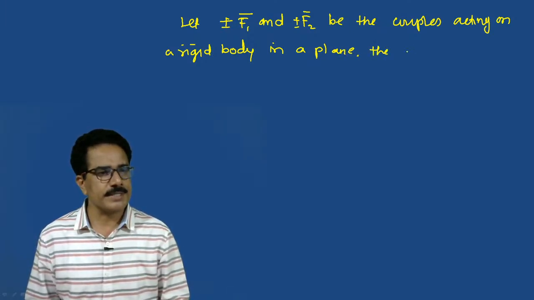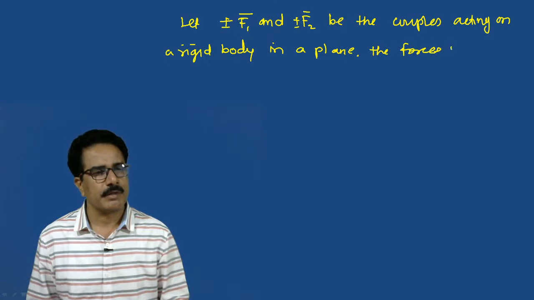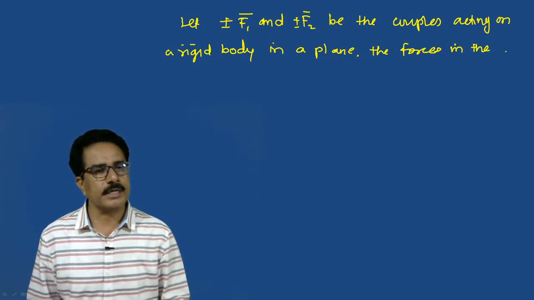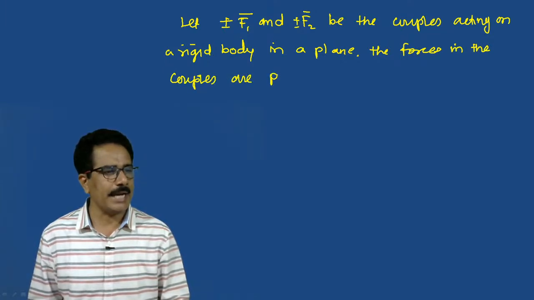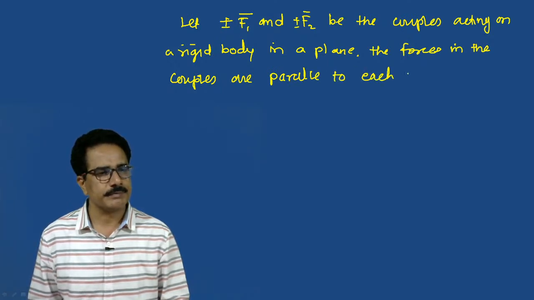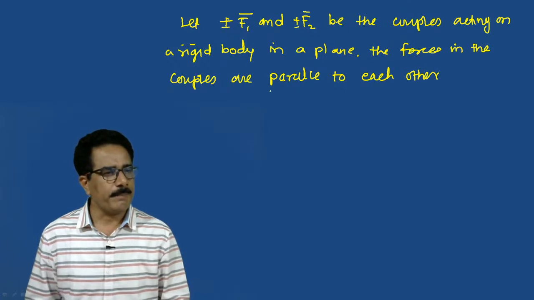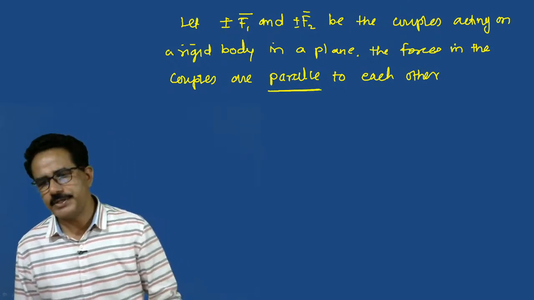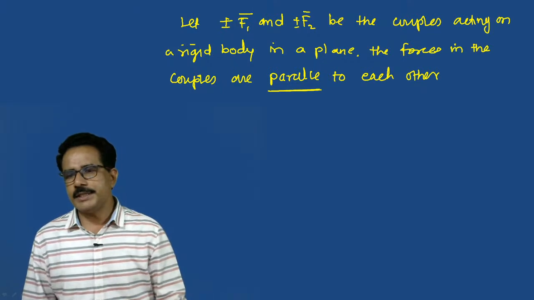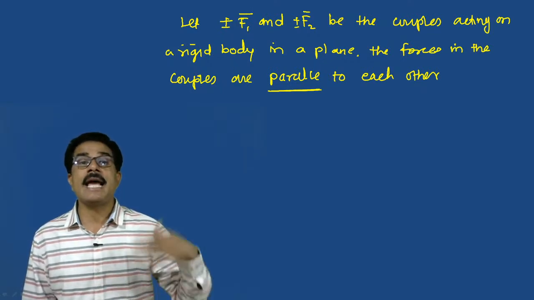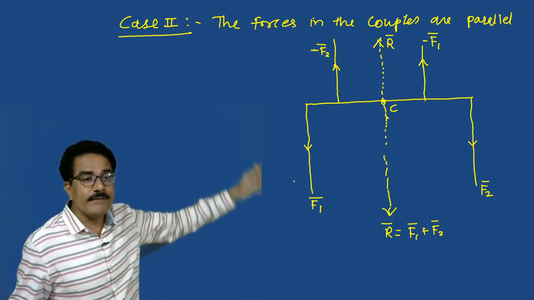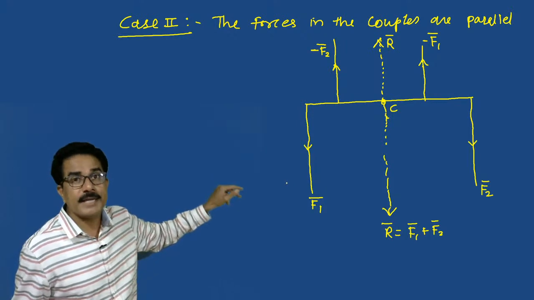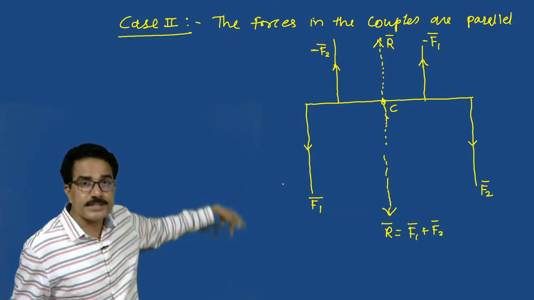The forces in the couples are parallel to each other. See, parallel to each other, this is a main condition. Now see this, F1 and F2 are like parallel. Again, look at the diagram, F1 and F2 are like parallel. Like parallel means their direction is the same.